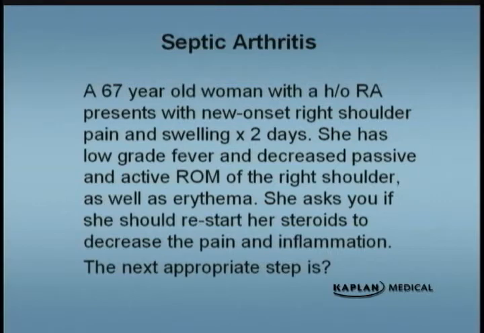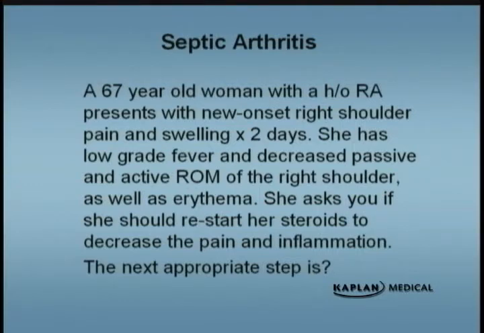A 67-year-old woman with history of rheumatoid arthritis presents with new onset right shoulder pain and swelling for 2 days. She has low-grade fever and decreased passive and active range of motion of the right shoulder, as well as erythema. She asks you if she should restart her steroids to decrease the pain and inflammation.